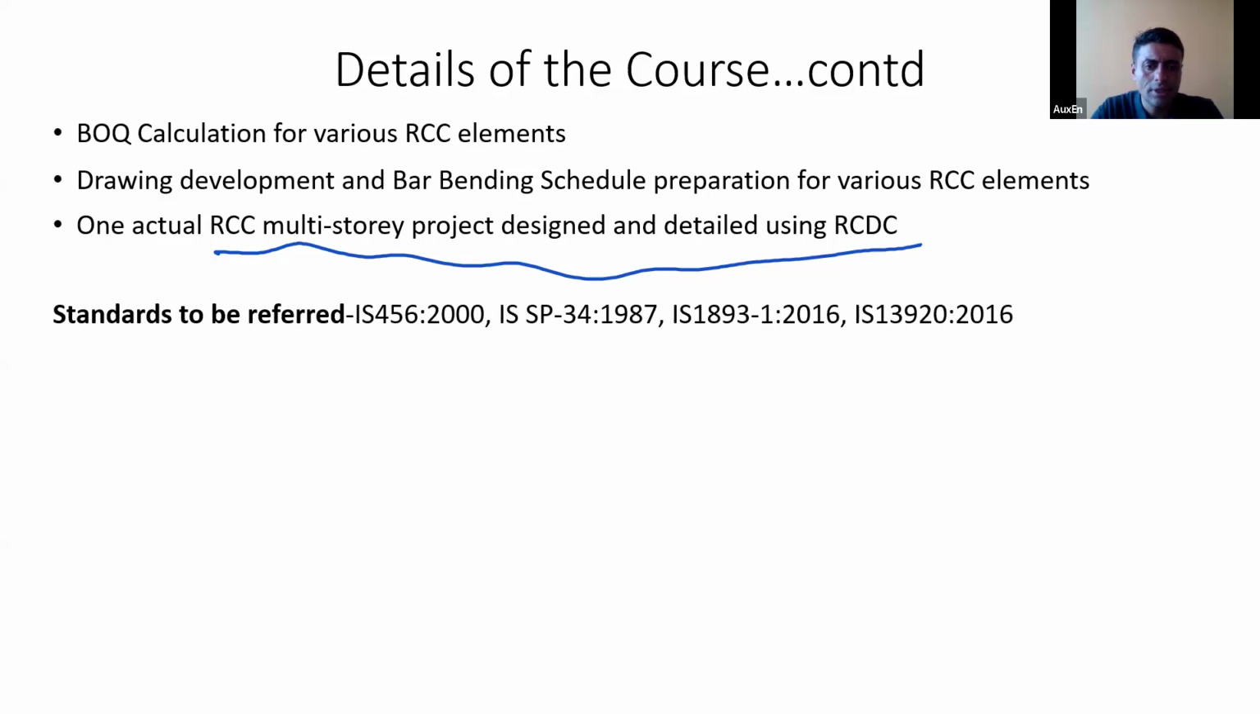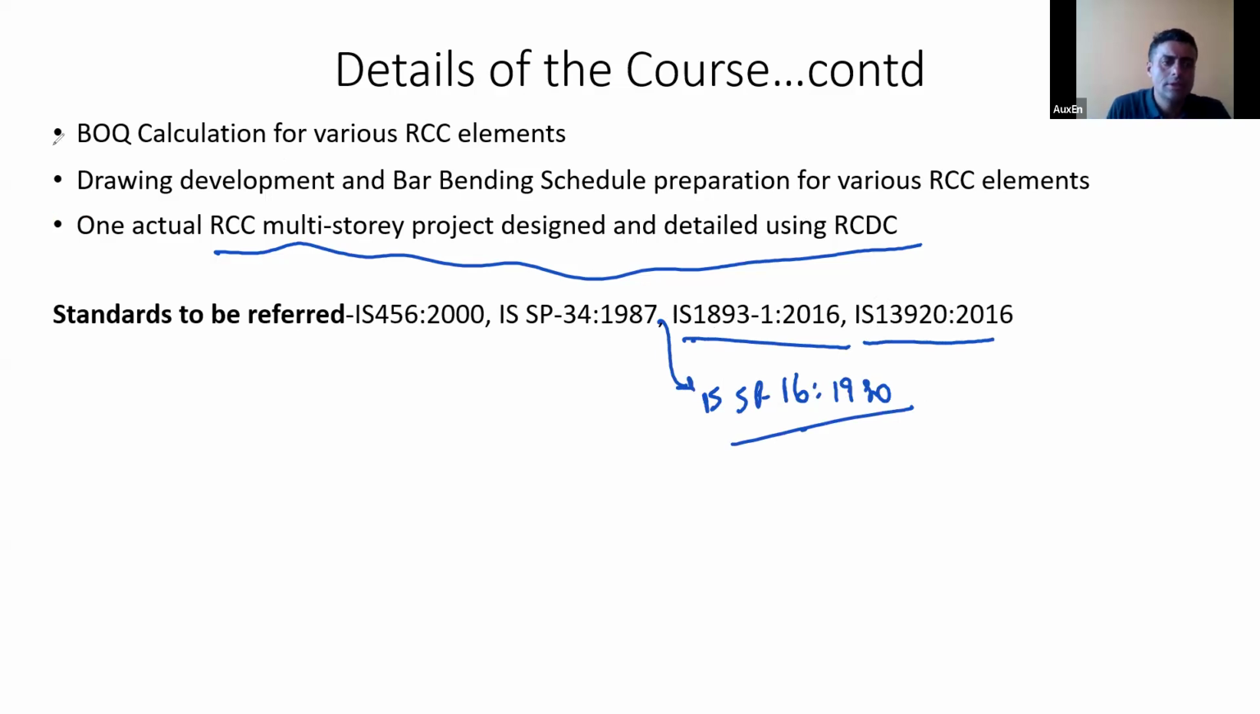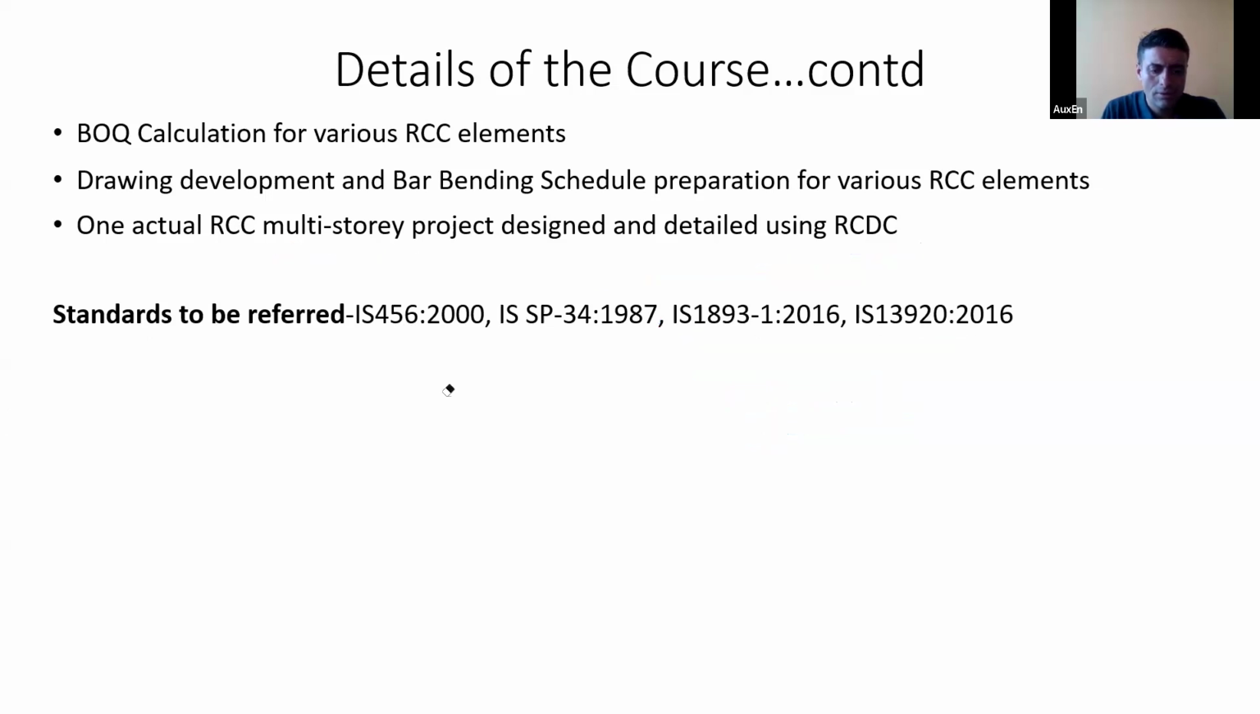So it will be IS 456. We'll also refer to IS SP34, which is the detailing code. For the column calculations, we will also refer to IS SP16. And when we are doing the ductile design detailing, we will refer to 1893 Part 1, 2016 and IS 13920, 2016. So this is what we are going to be doing in the sessions that follow.